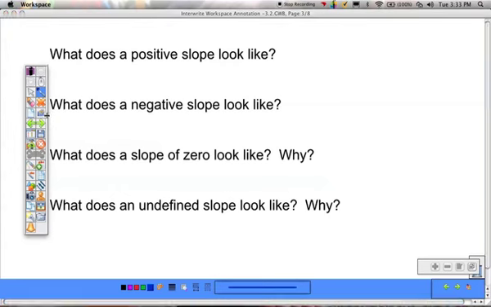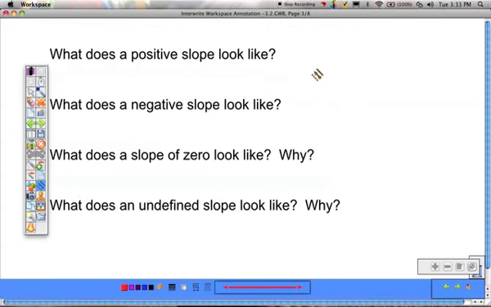Okay, more review of slope. What does a positive slope look like? A negative, a slope of 0, and an undefined slope. So positive, and we read slopes from left to right like we're reading a book. So positive would be going up from left to right. Negative would be going down from left to right. A slope of 0 would be flat, because it's rise over run, we're not going up or down any, so it's a slope of 0.